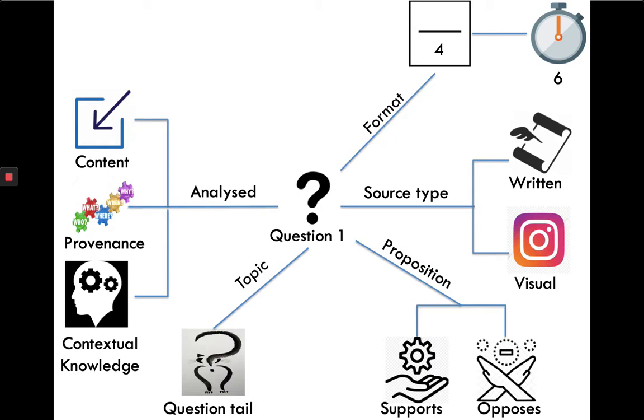So once you've gone through this process, format, source types, the proposition, the topic, what needs to be analysed, then you can actually do the answering. Now, the way it is answered is by explaining. It seems obvious to point out, but you need to make sure you are fully aware of the fact that you have to explain your answer.